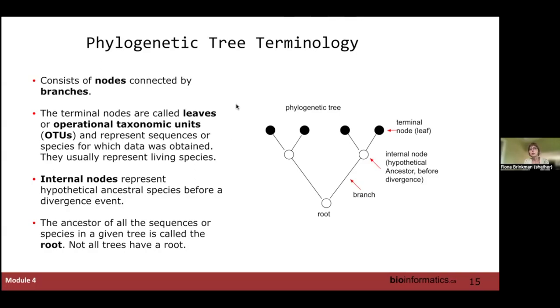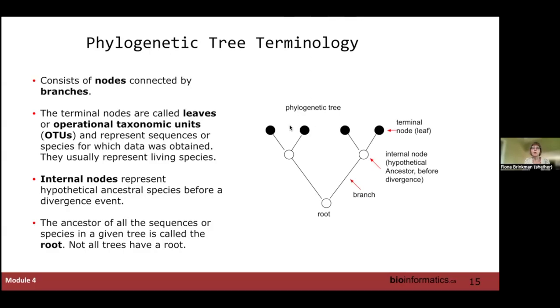Okay, so let's go over some basic phylogenetic tree terminology. They consist of nodes connected by branches. The terminal nodes at the end are leaves, often called operational taxonomic units, and represent the species for which taxa were obtained. They're usually the living species. We also have new names we sometimes use; you'll sometimes hear things like amplicon sequence variants, for when we're doing more metagenomic kinds of analyses.